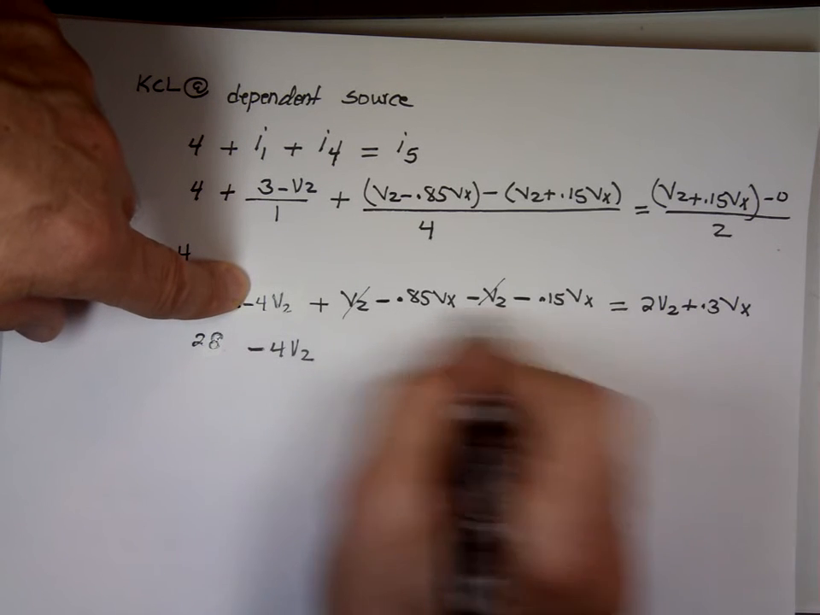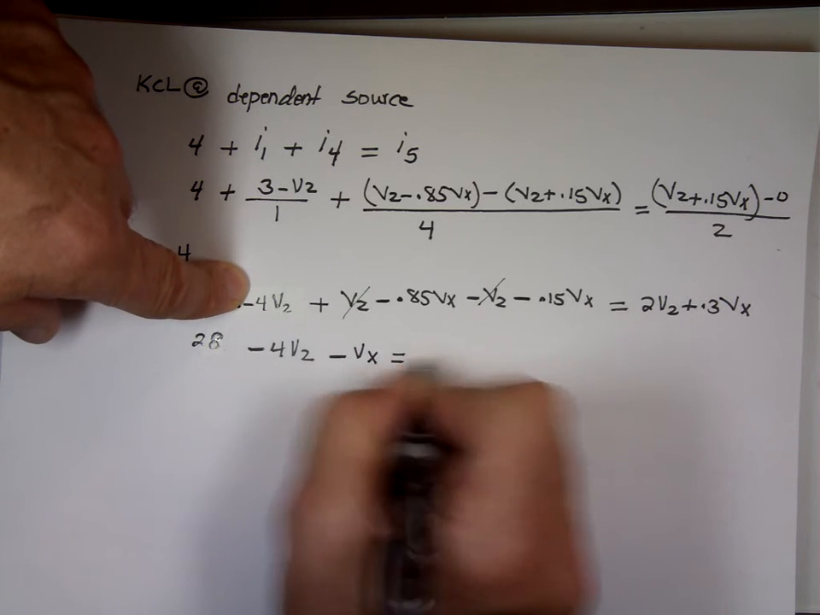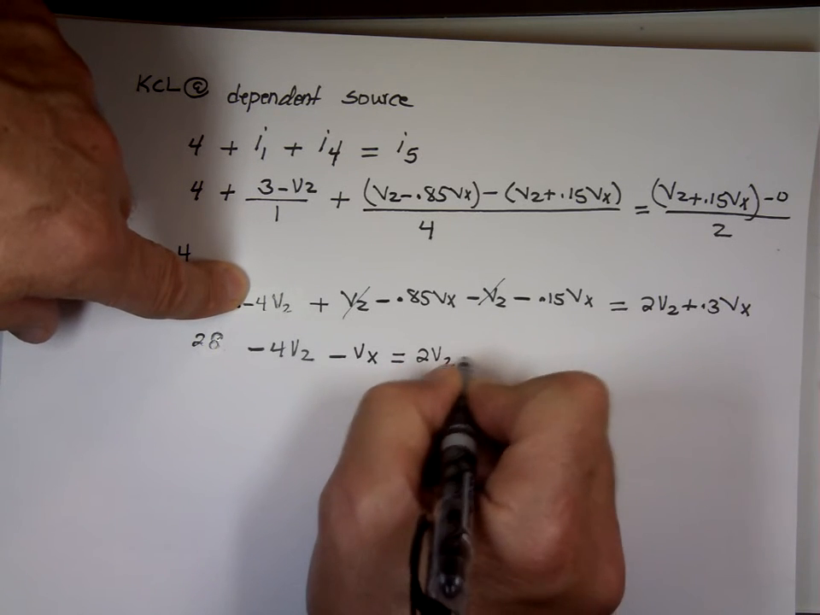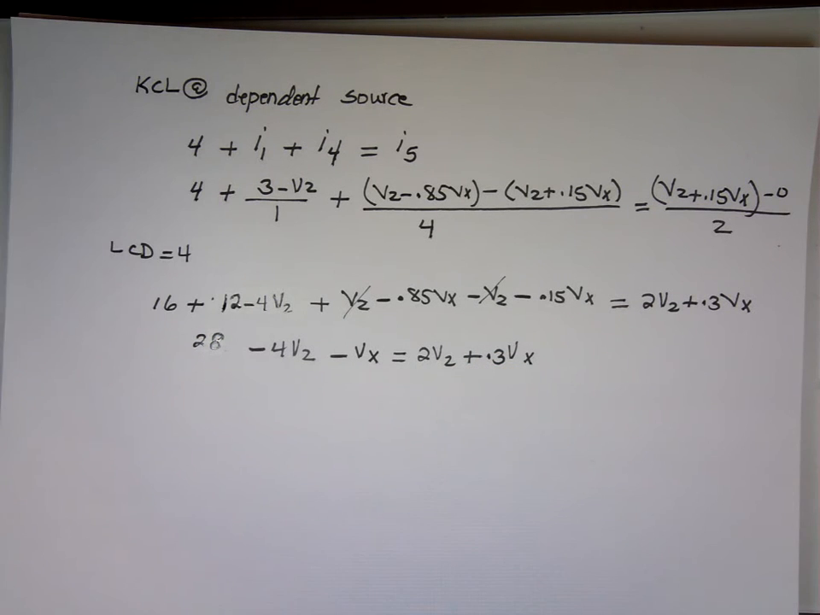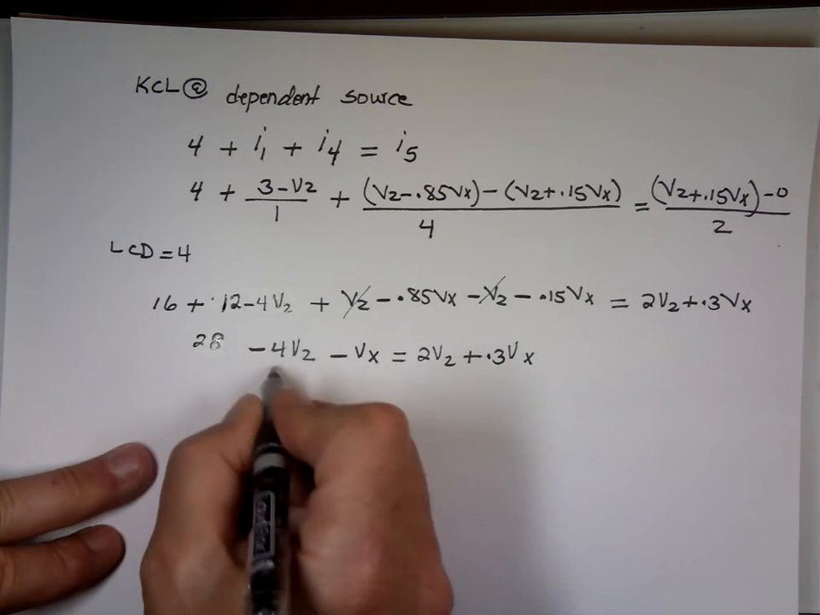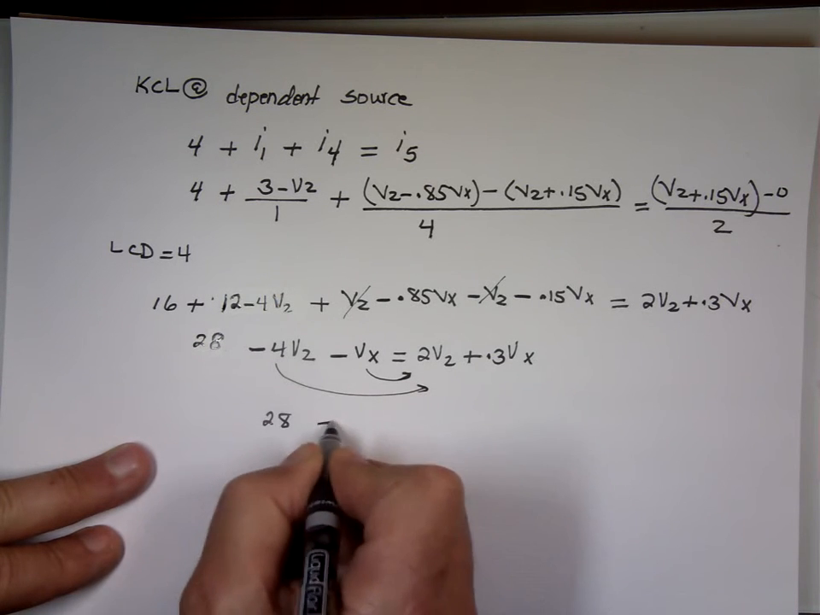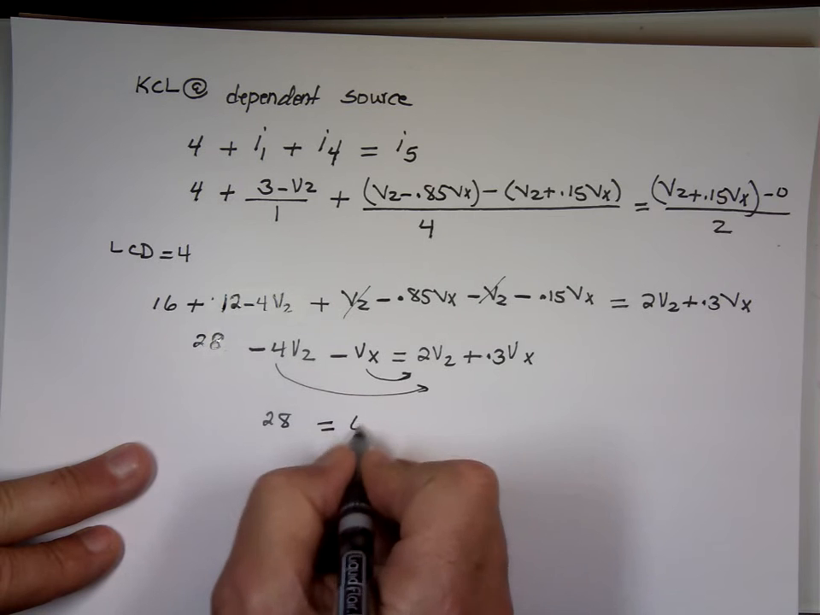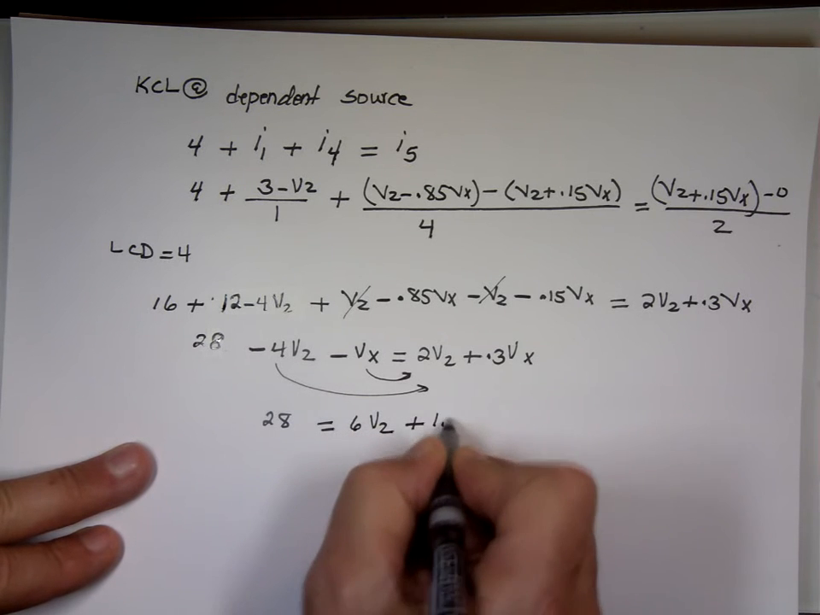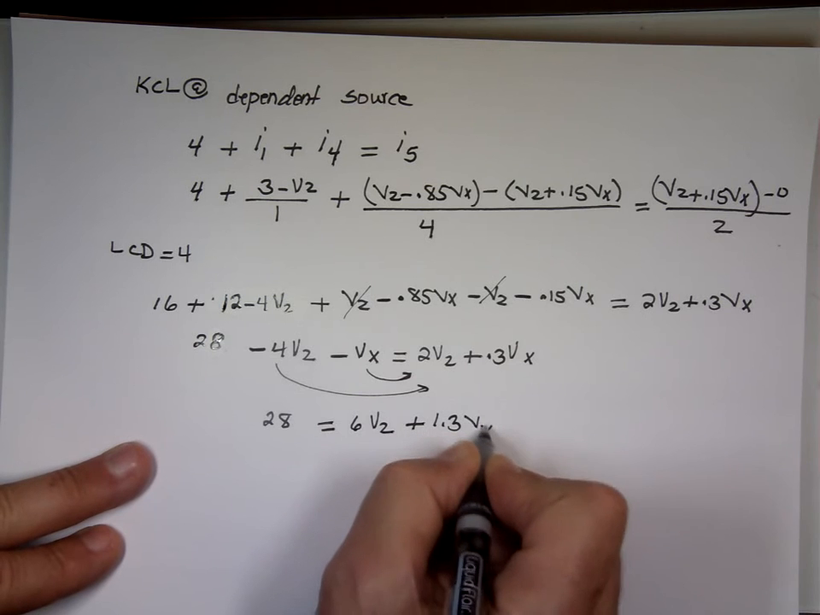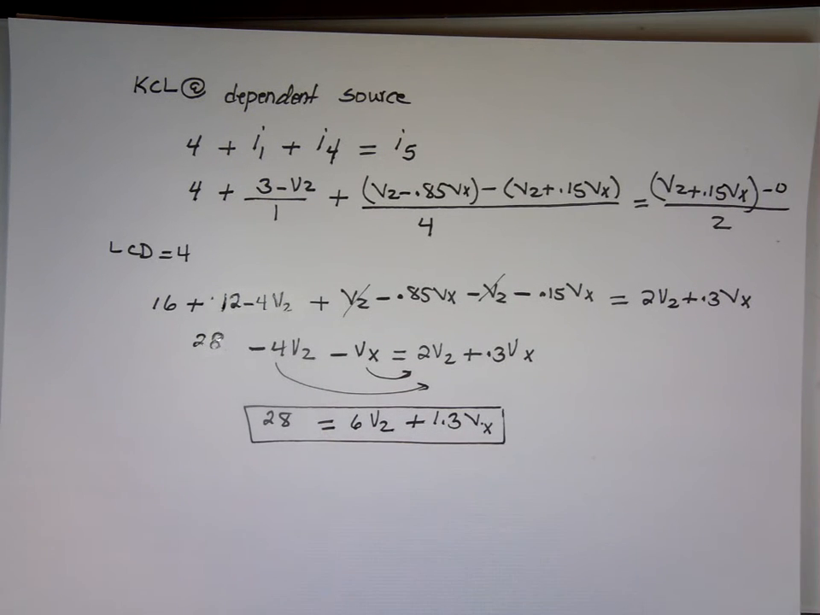This is negative Vx equals 2V2 plus 0.3 Vx. Move everything to one side. Move this one there, move that one there. You'll have 28 equals what? 2 and 4, 6 V2 plus, is it 1.3 Vx? And that's your second equation. Now we get 2 equations by 2 unknowns.